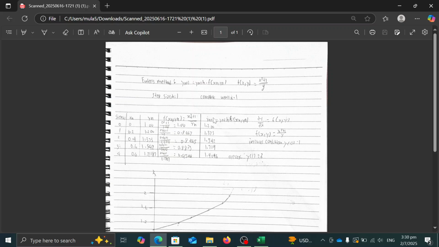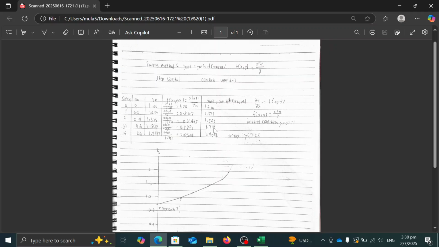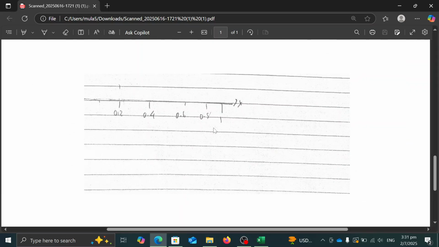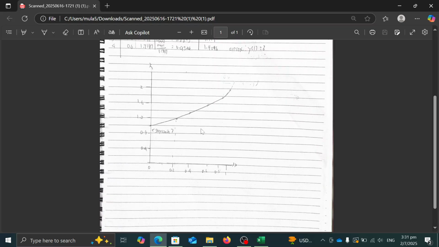And as the step size increases, the yn plus 1 increases. So the final value will be given as 1.9096. When x equals 1, the y approximate value is 1.9096. And as you can see here, this graph represents the step size as it's increasing. The y value will increase as x approaches 1, and it reaches 1.9096 here.